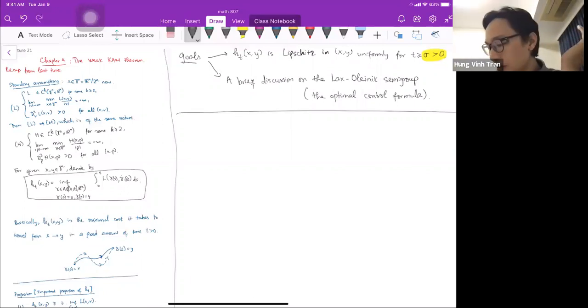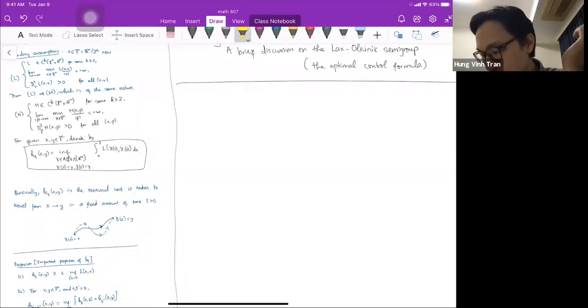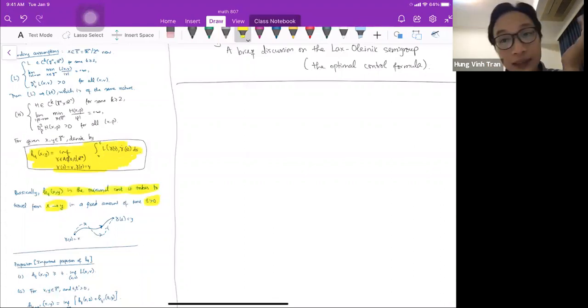And to do so, of course, I need to recall certain points that we already discussed earlier, and I'm going to go in a gentle way. Our first object of discussion today is the function H_t. Again, it's just the minimum cost to go from x to y in a fixed amount of time t that is given to us. We go from here to here.